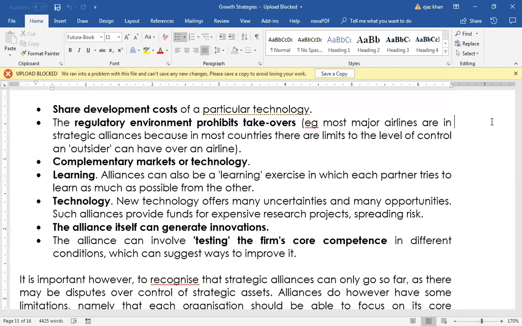So why do these companies go for these types of strategic alliances? Number one, they share development costs of a particular technology. The regulatory environment prohibits takeovers. For example, most major airlines are in strategic alliances, because in most countries there are limits to the level of control an outsider can have over an airline. Complementary markets or technology.